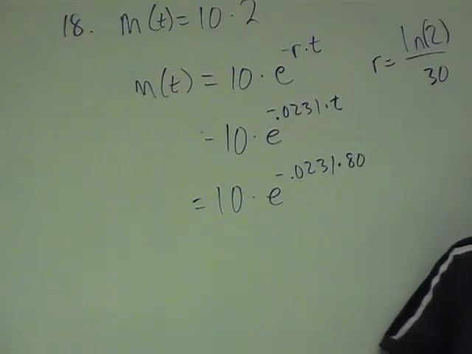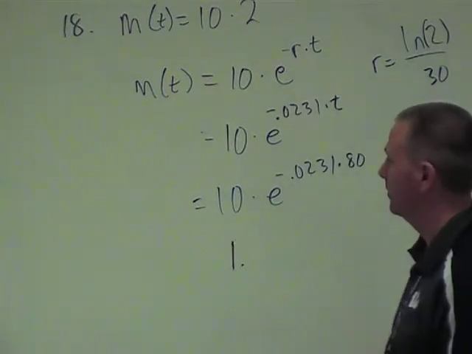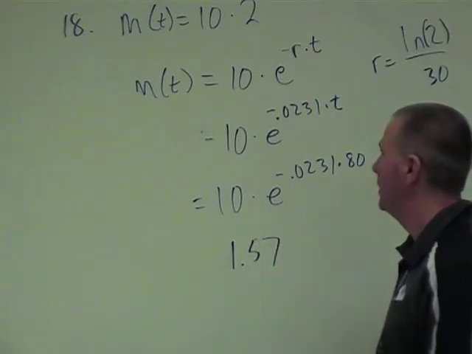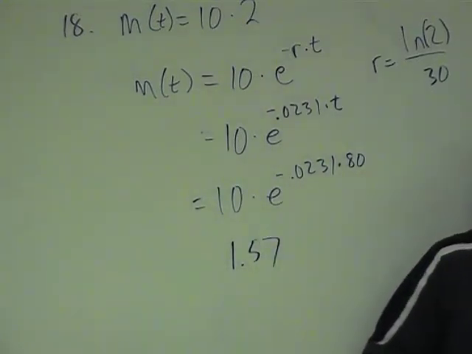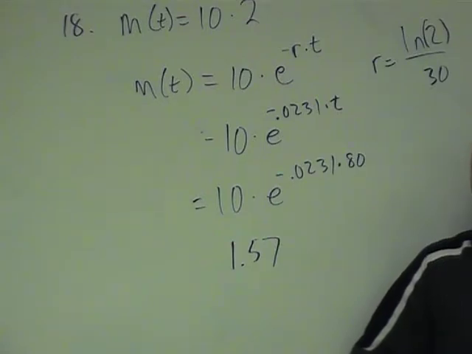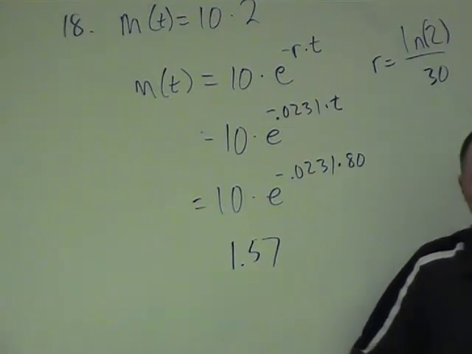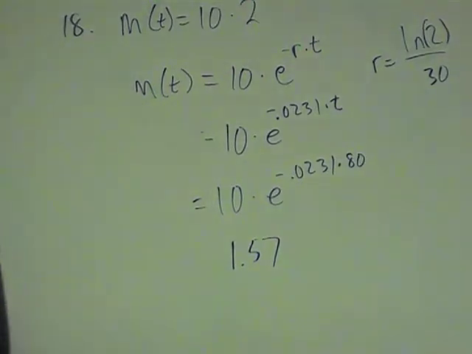Now remember, we said at 90 years it's going to be 1.25. We're not quite to 90 years, it's 80 years, so we're going to have more than 1.25. So if you have something other than 1 point something, you're way off. What do you have? 1.57. Yeah, so 1.57 grams. Not quite to 1.25 yet. It hasn't decayed that far yet. Who got 1.57? Okay, good. So that's a radioactive decay model.